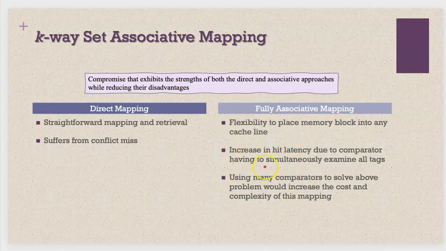So to overcome the increase in hit latency, we can counter this argument by saying that, oh, why don't we use a lot of comparators at the same time? So one comparator is dedicated to compare one tag with the memory address. But this would increase the cost of your mapping cache and also the complexity of your cache. So we don't really want this. So to reduce all these disadvantages, K-way set associative mapping was introduced.